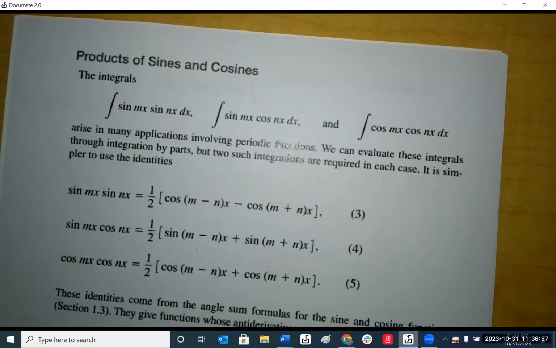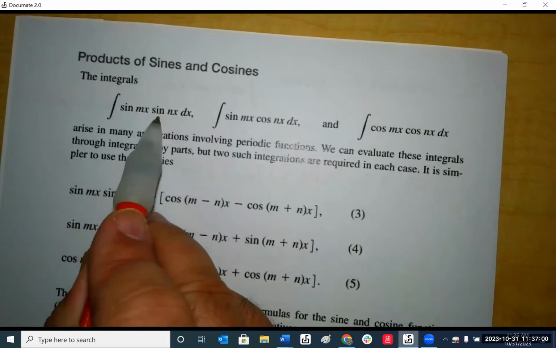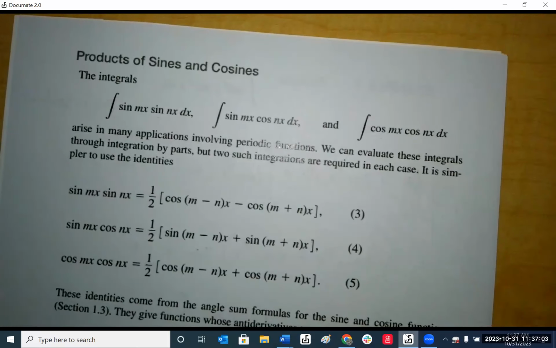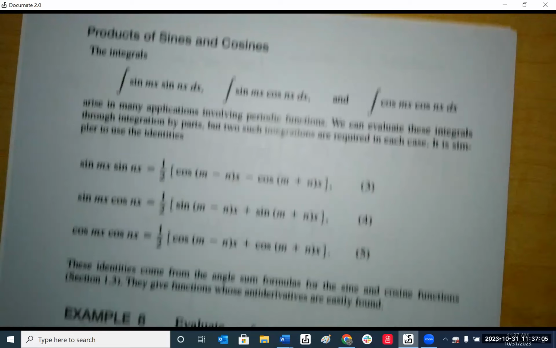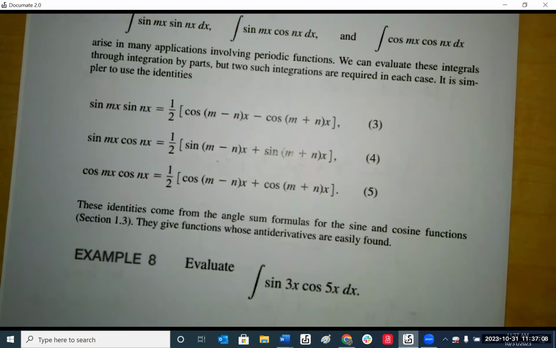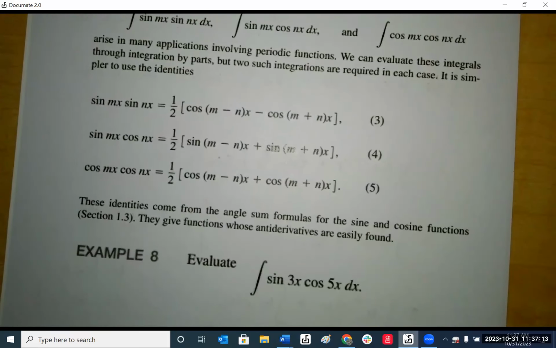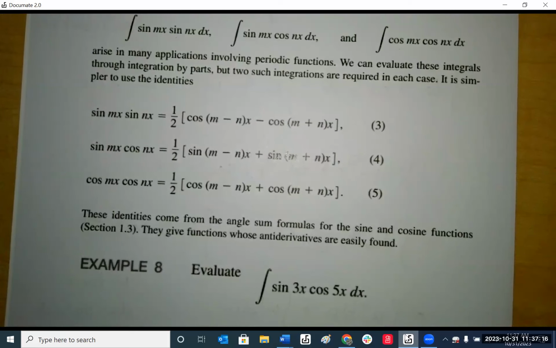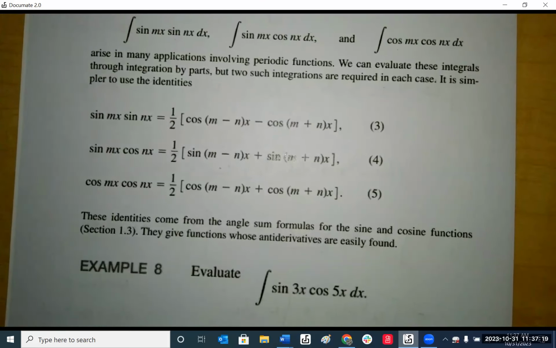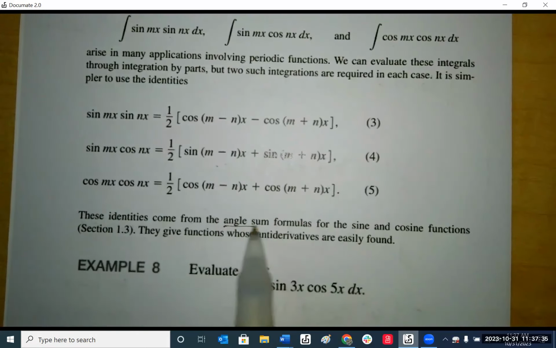Products of sines and cosines. We're going to see sine sine, sine cosine, cosine cosine. These are all three possibilities. If those happen, we can use these identities. All right, so whenever you deal with sines and cosines, you deal with periodic or oscillatory functions. They go up and down, up and down, up and down. So we'll be using these identities. These identities come from the angle sum formulas.